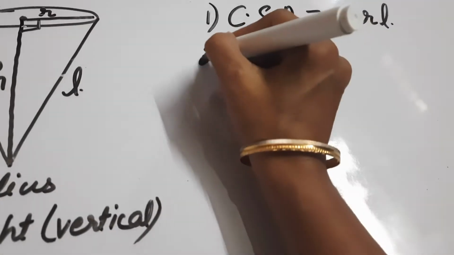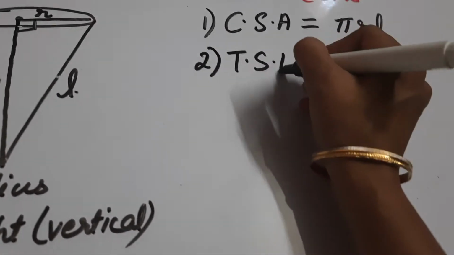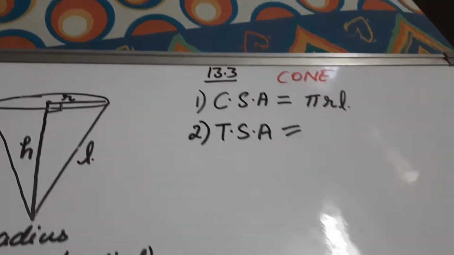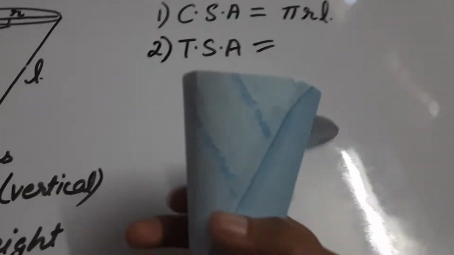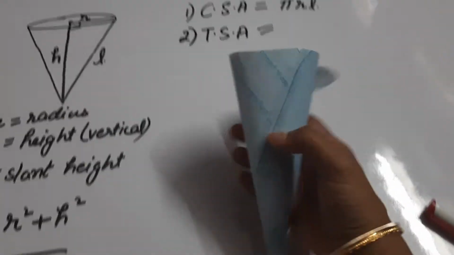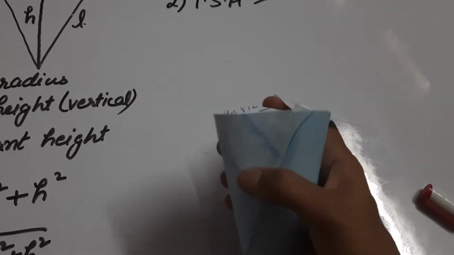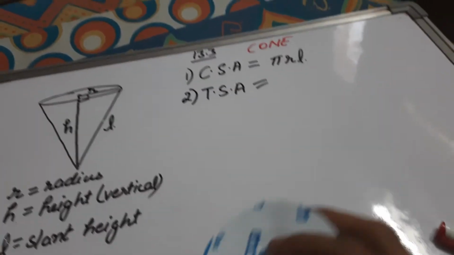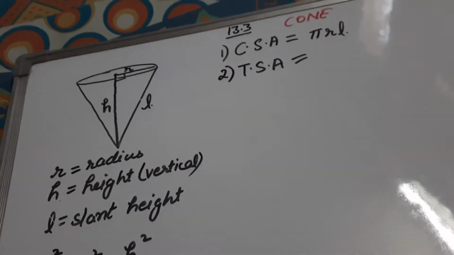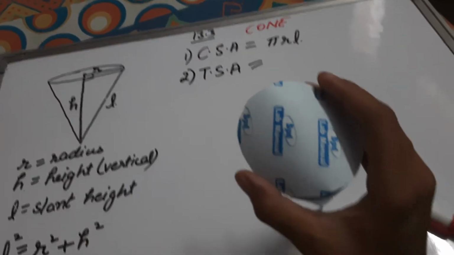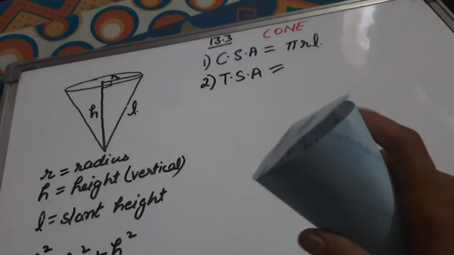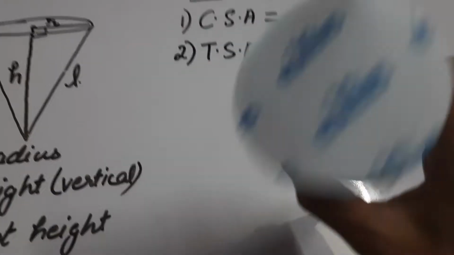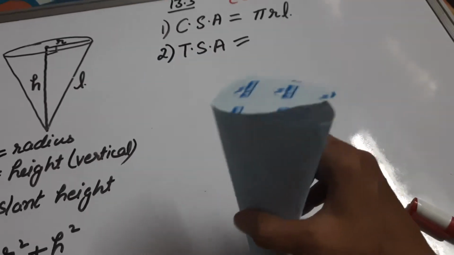But if we want to calculate the total surface area, how do we get the total surface area? For that we have to take this curved, means pi RL plus, here if I place a lid, what is the shape of that lid? The shape of the lid will be the circle. So curved surface area plus the area of the circle, as you can see.